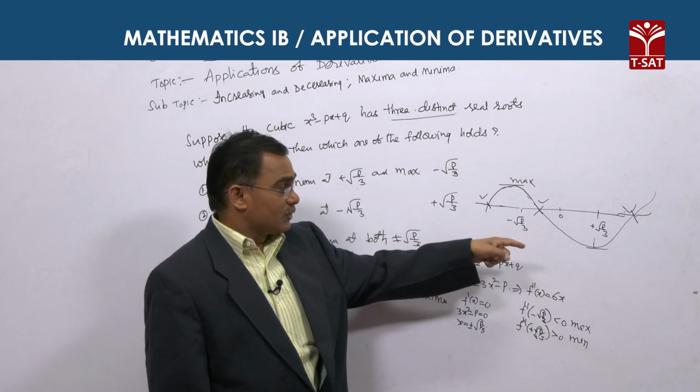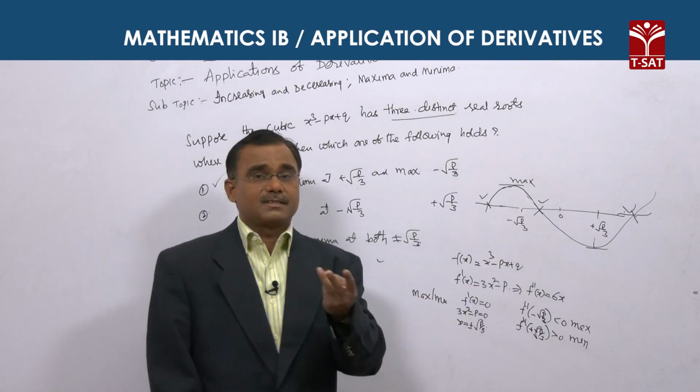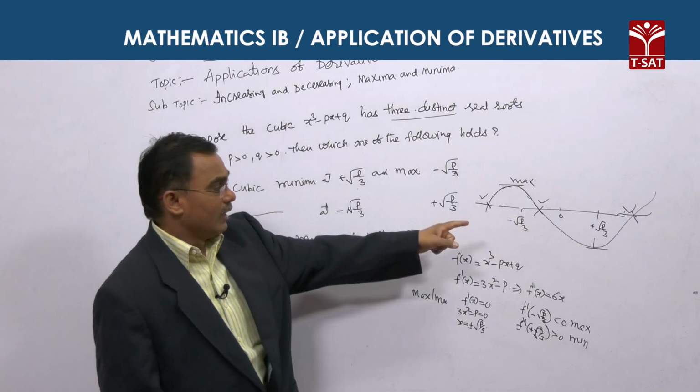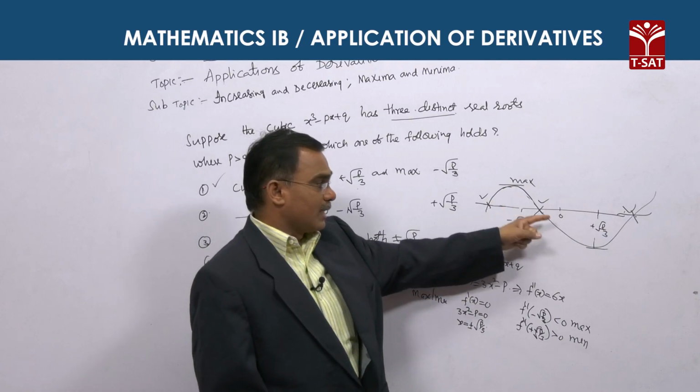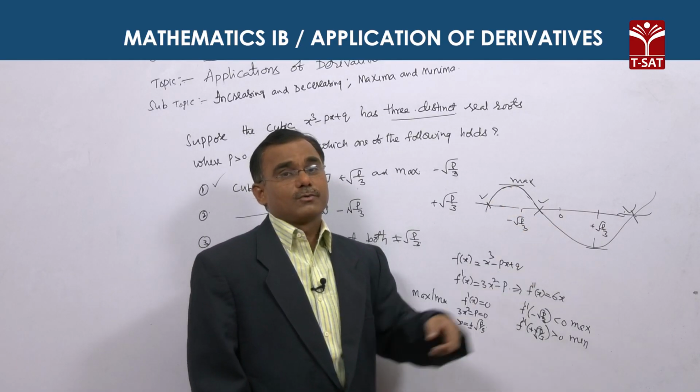That's why we draw the graph. You see the function intersects the x-axis at three distinct points. So at −√(p/3) there is a maximum and at +√(p/3) there is the minimum. Why three distinct roots can be taken?